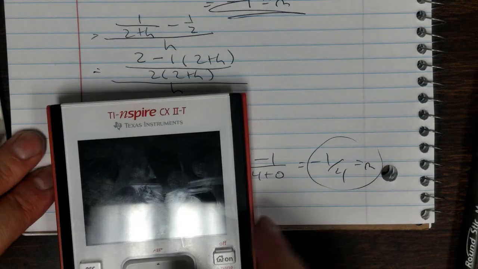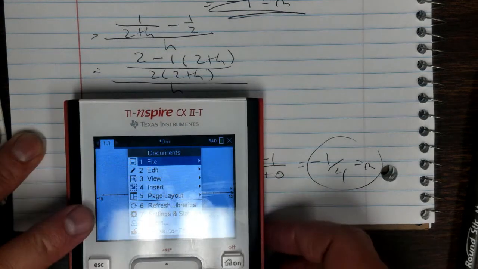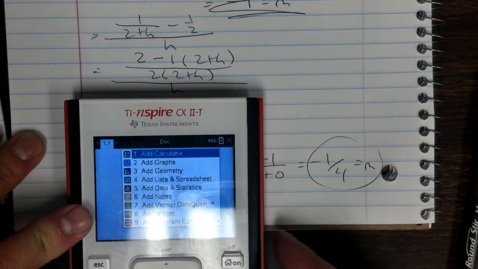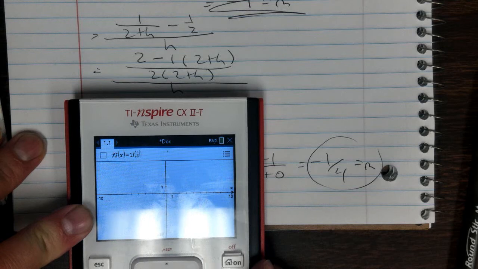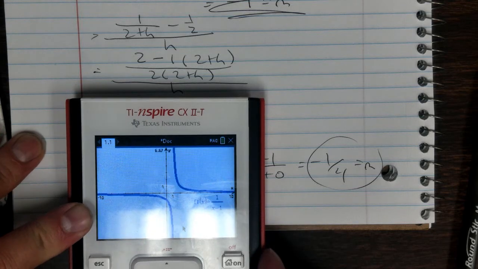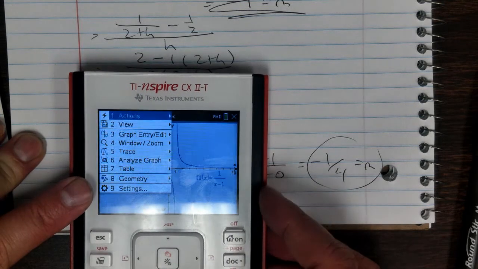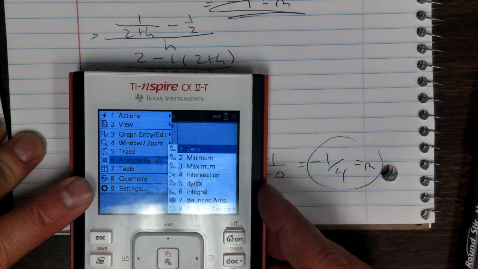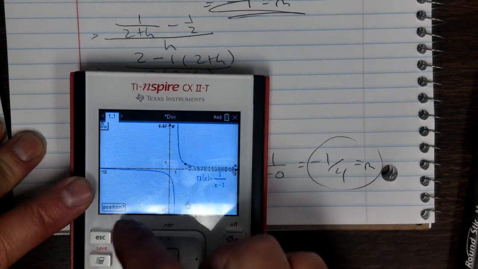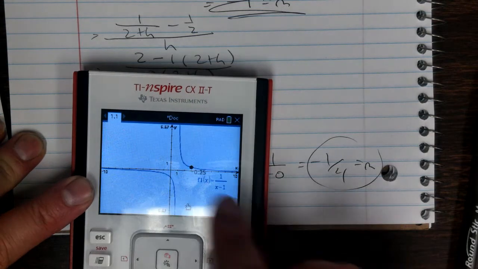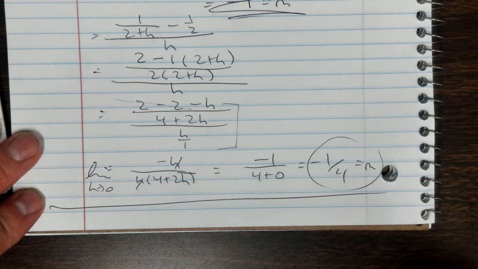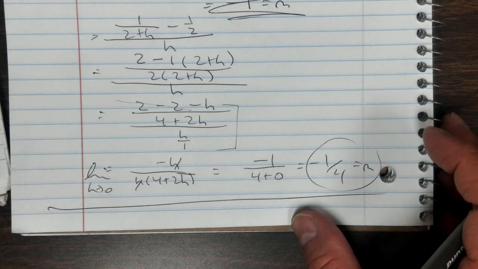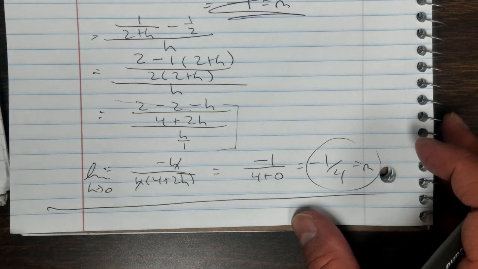So what we could have done, like I've been doing earlier, is graph it, and then I have 1 over parentheses x minus 1, do our analyzed graph, then our dy dx, and its position is 3. And so you get negative 0.25, so that's negative 1/4. So that really should be the recommended way to do it, because it's a lot faster.